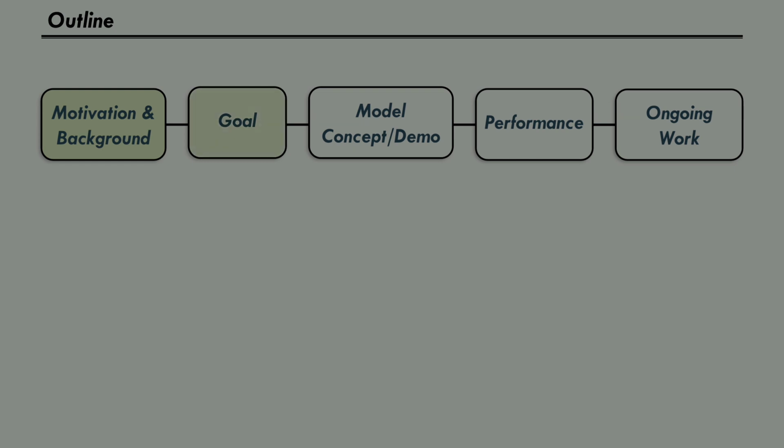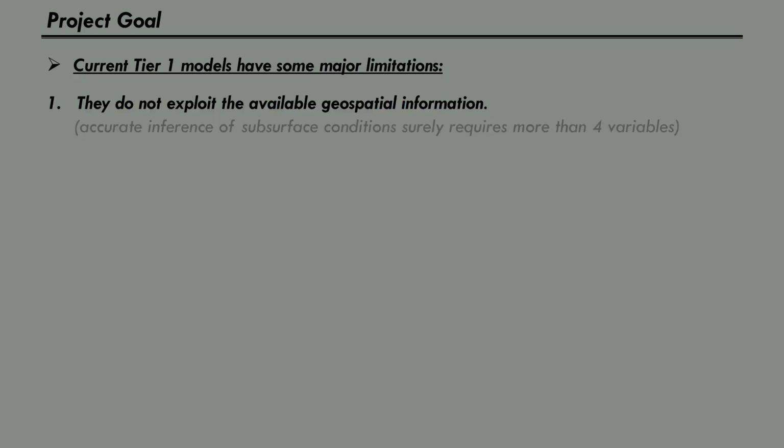So my goal is founded on 3 perceived limitations of current models. The first is I don't think they exploit the available geospatial information. It is really difficult to predict what's below ground without going into the ground. It must require more than 4 or 5 parameters.